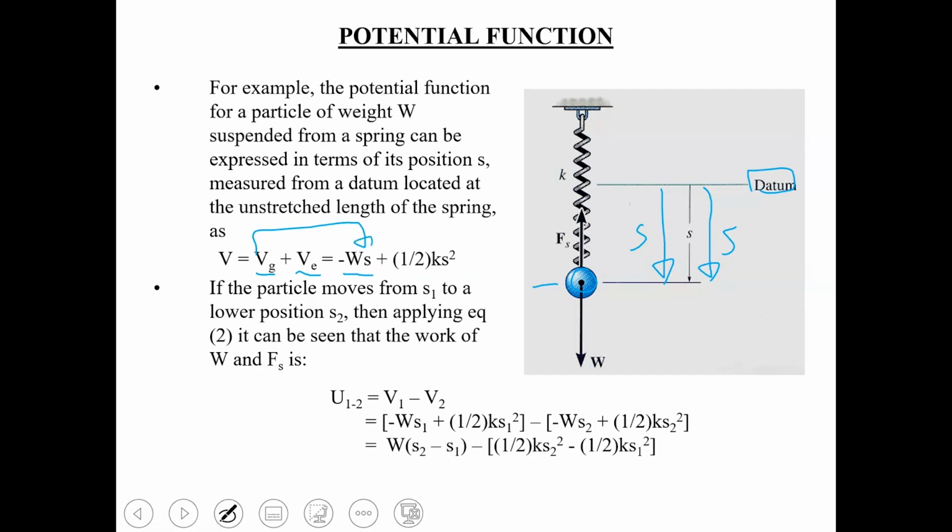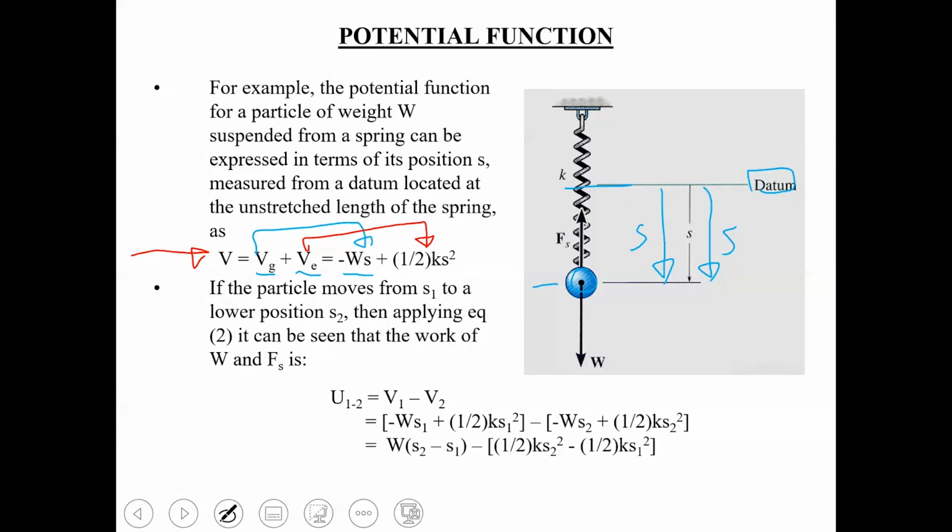Similarly, if we talk about the elastic potential, since the spring is being elongated from its neutral position, a distance S from its neutral position, its elastic potential can be written as half K S square. And as we have discussed earlier, this elastic potential is going to be a positive quantity. So at any arbitrary position, the total potential energy of this particle is going to be minus WS plus half K S square. Is this point clear to all of you? How we have calculated the total potential energy?